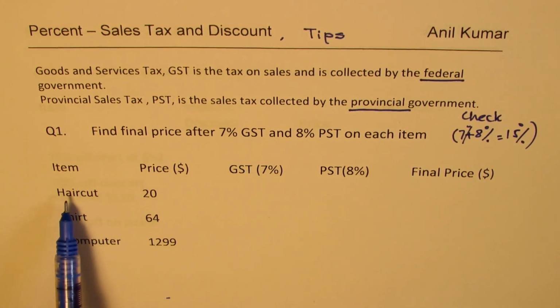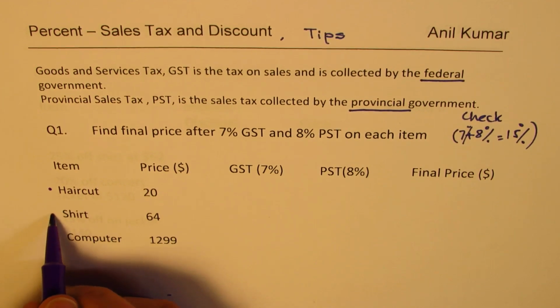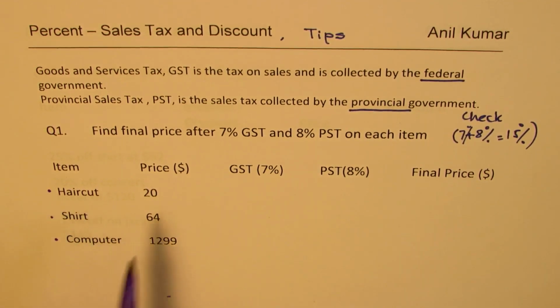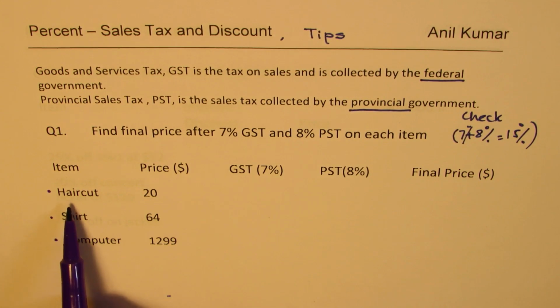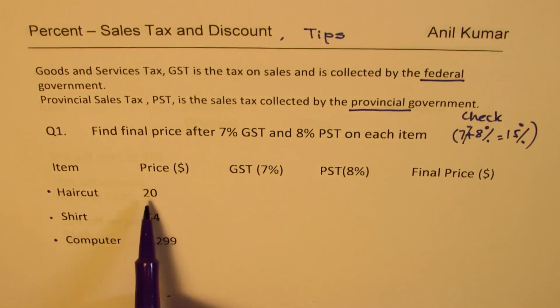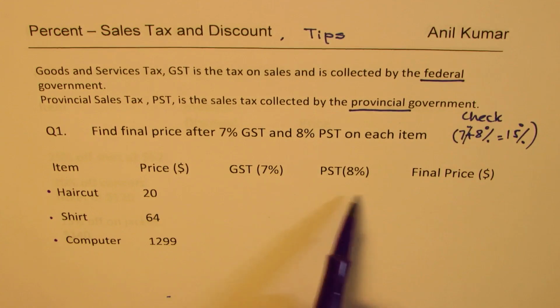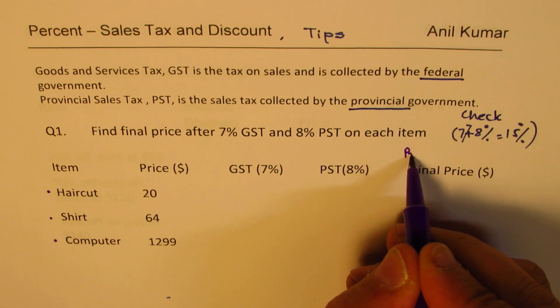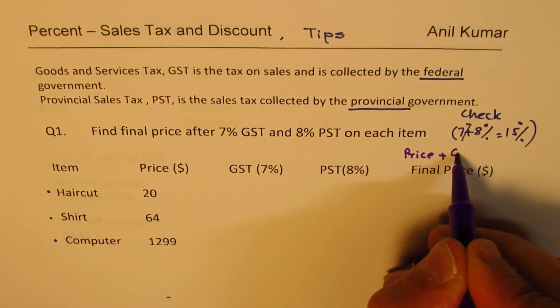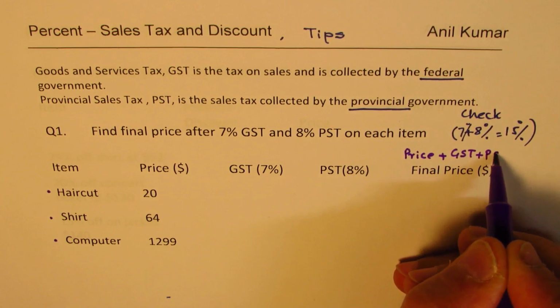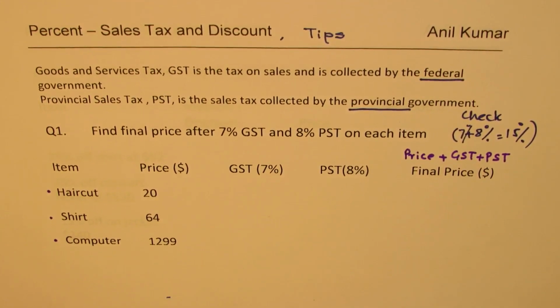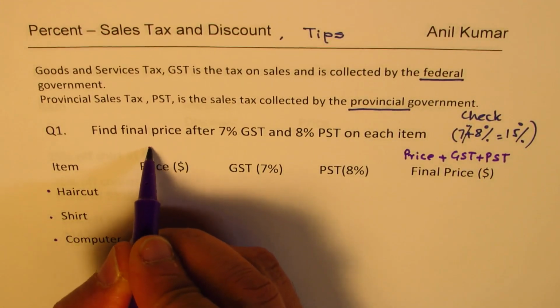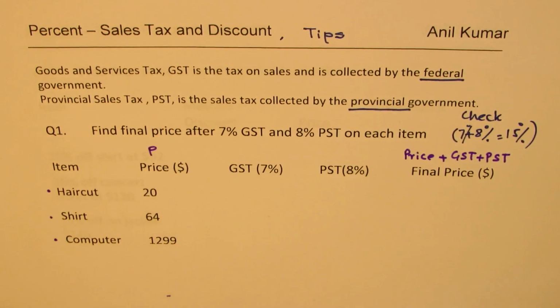The very first question here is we are given different items. Items means facilities or services or some goods, and prices for each item, for example, haircut costs $20. We need to calculate GST, PST and the final price. When I say final price, that means we'll add price plus GST plus PST, correct? That's what we mean.